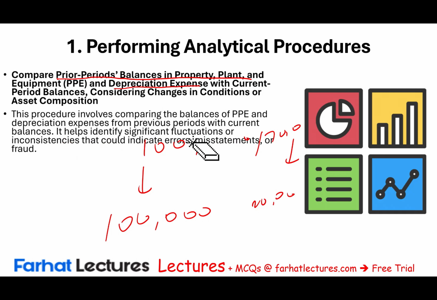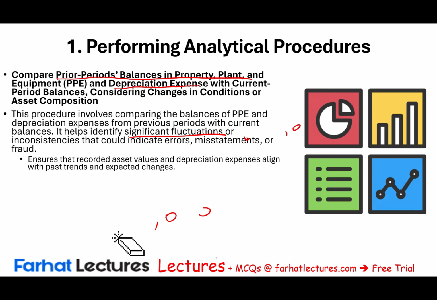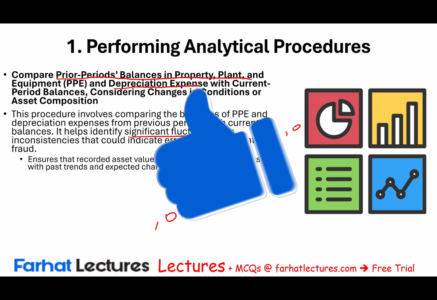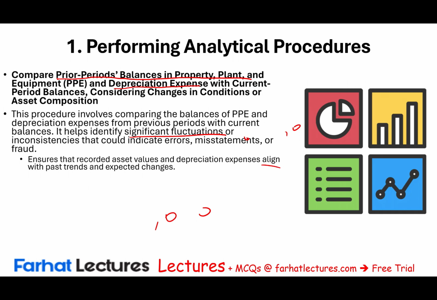So this procedure involved comparing the balances of PP&E and depreciation expense from the prior to the current period. It helped identify significant fluctuations or inconsistencies that could indicate errors, misstatements, or fraud. And this ensures that recorded asset value and depreciation expense align with past trends and expected changes. So you would look at the big picture.